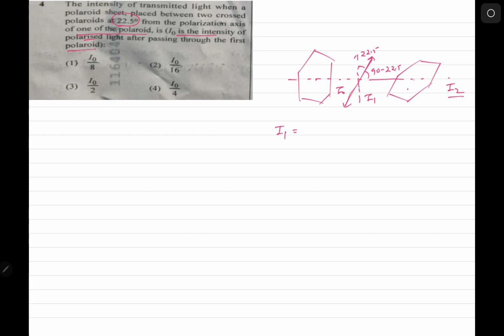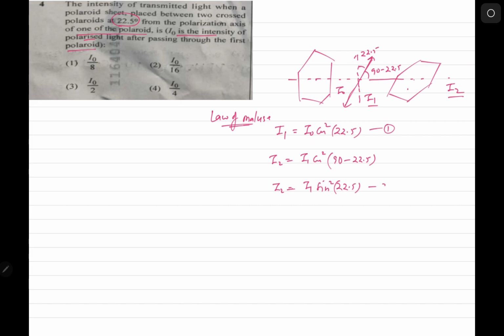Now I1 is equal to, by the law of Malus, I1 equals I naught cos square 22.5. That was the law, cos square theta, where theta is the angle between the Polaroid sheets. So here it is 22.5. That's the first equation. Now for I2, the I1 will be the incident. So I1 cos square, this time the angle is 90 minus 22.5. Is it clear? So I2 is equal to I1 sine square 22.5.